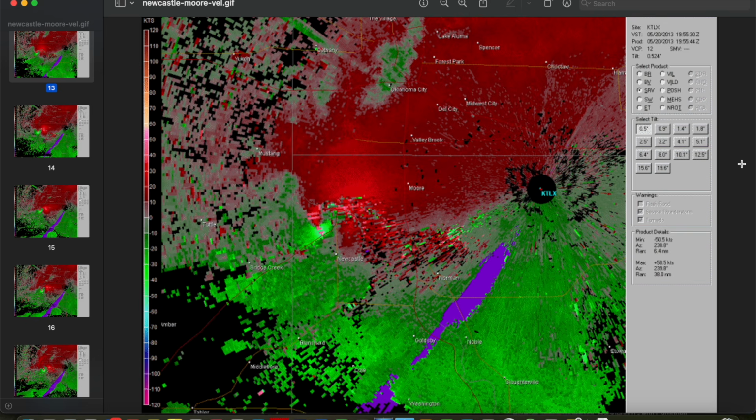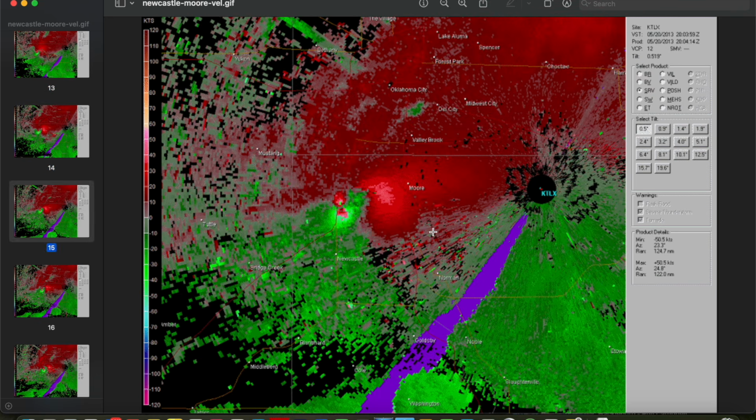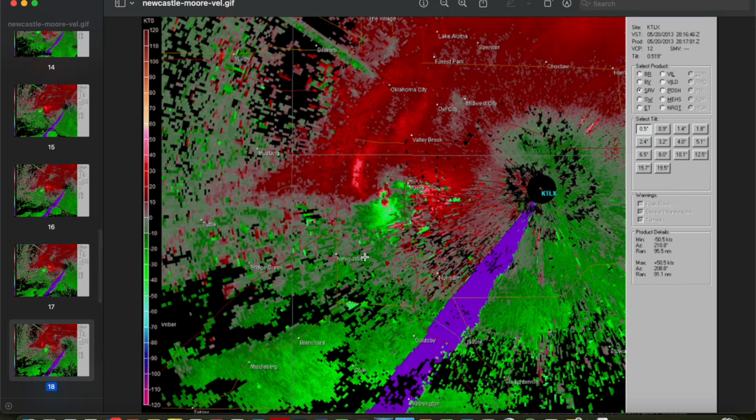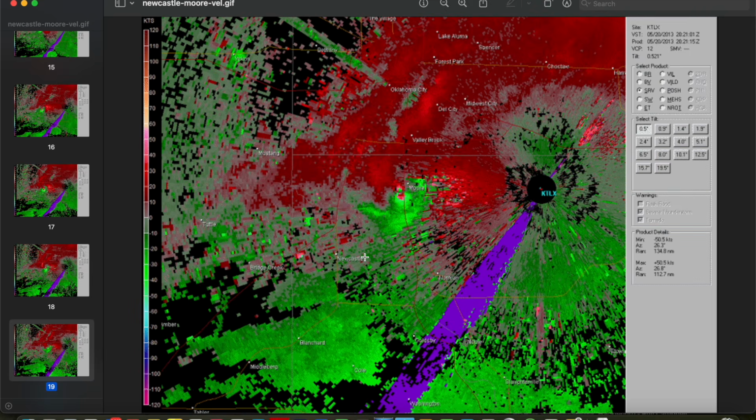Going back to the velocity data starting at about 1956 Z, the tornado begins here, northwest of Newcastle, and between 2008 and 2016 Z, you can see, especially in the outbound winds, the reds here, how the mesocyclone expands and then quickly contracts as the tornado enters the west side of Moore.